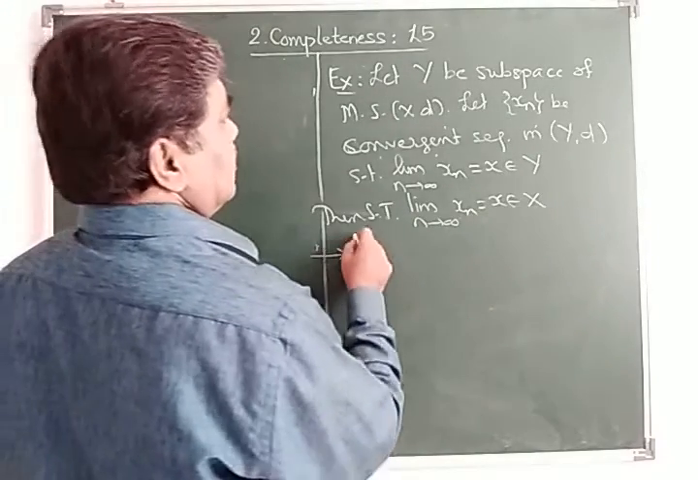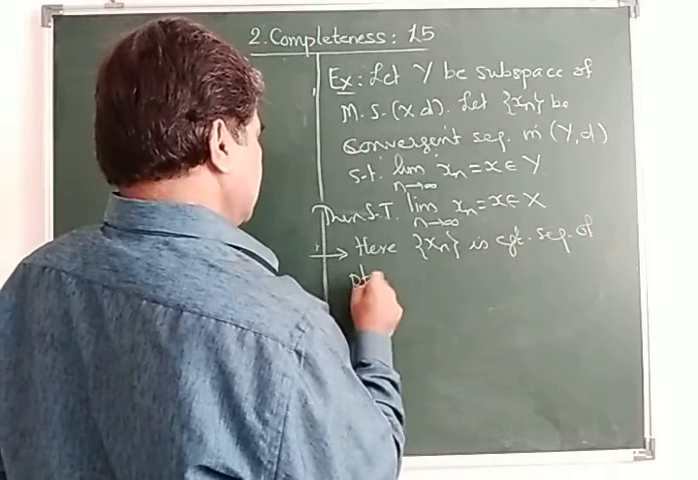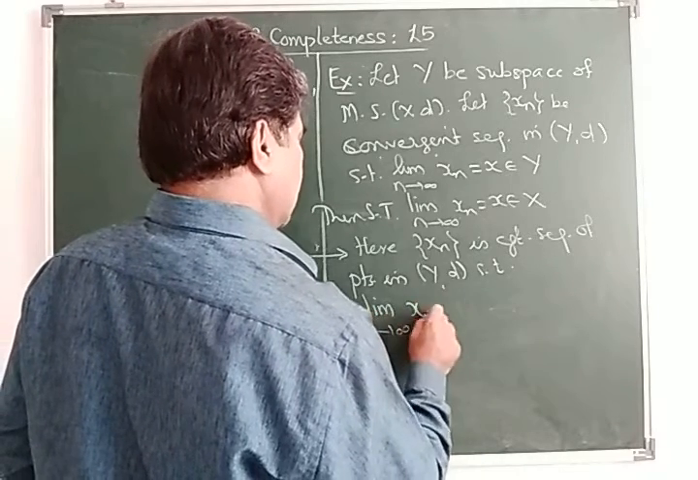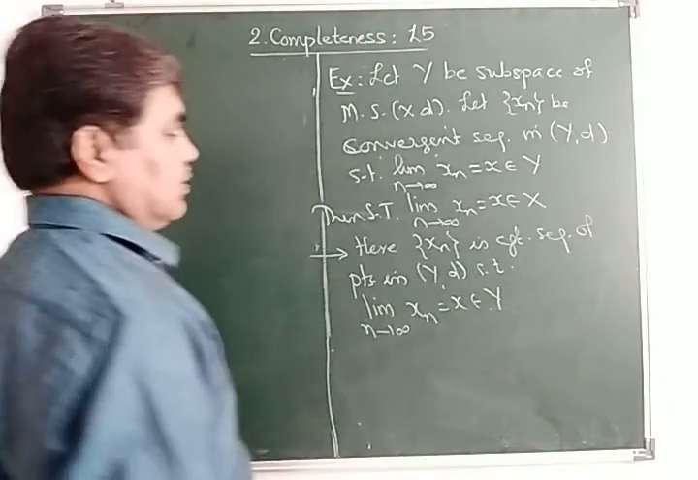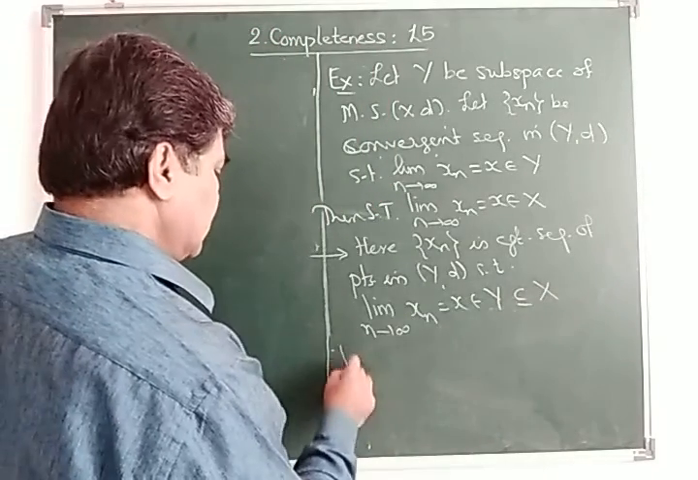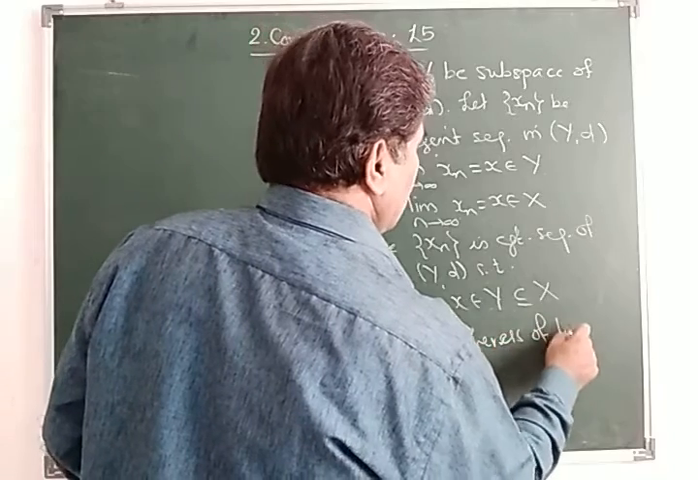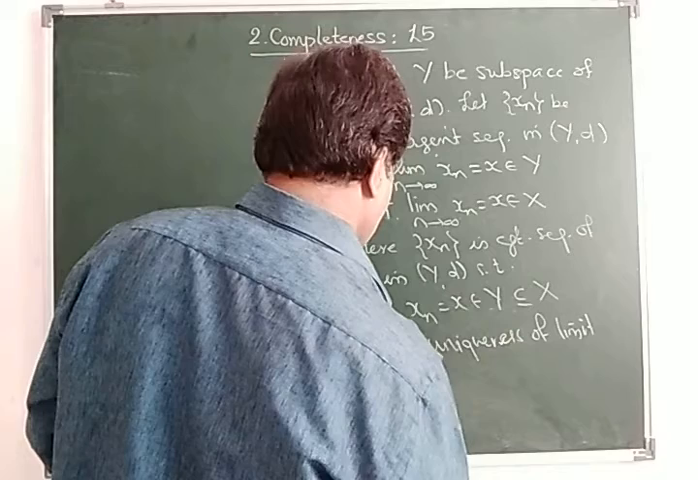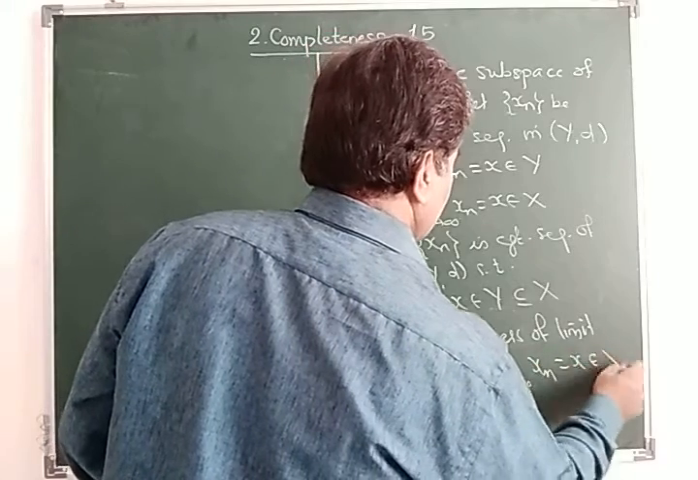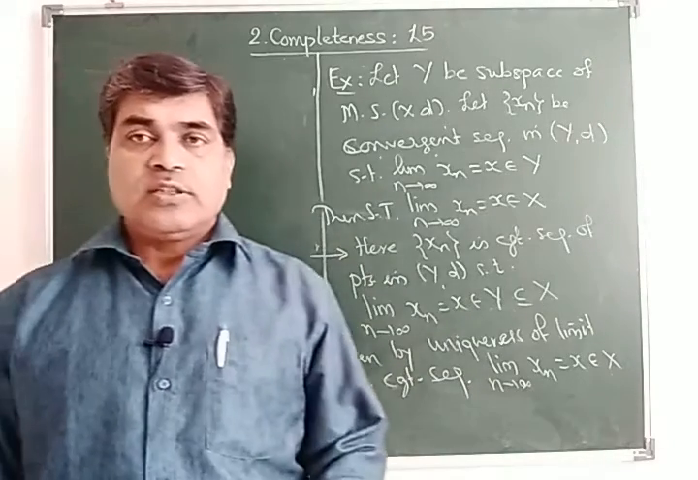So what is given here? Here xn is a convergent sequence of points in (Y, d) such that limit n tends to infinity of xn is equal to x belongs to Y. This is a subset of X. Then by uniqueness of limit of a convergent sequence, limit n tends to infinity of xn must be equal to x belongs to X. So this limit cannot change, because if that sequence is convergent, it has a unique limit.